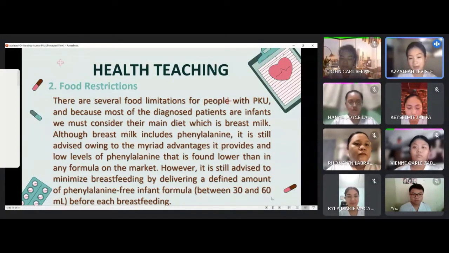So most PKU patients are newborns, thus breast milk is their major diet. Breast milk contains phenylalanine, and yet it's still recommended due to its many benefits and lower amounts than any formula. To reduce breastfeeding, provide 30 to 60 ml of phenylalanine-free formula before each meal. So let's proceed to the next reporter.